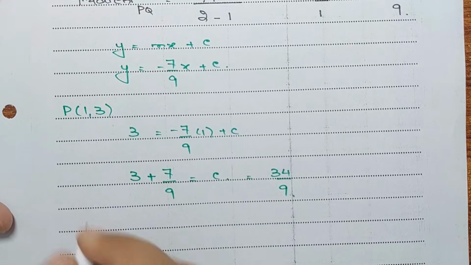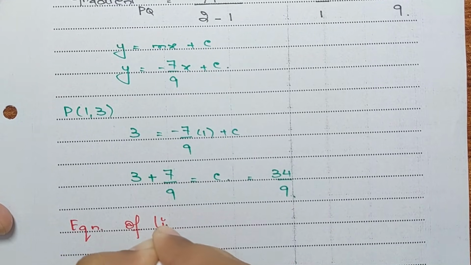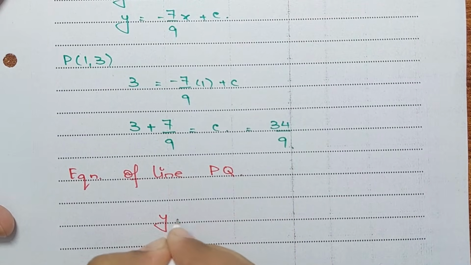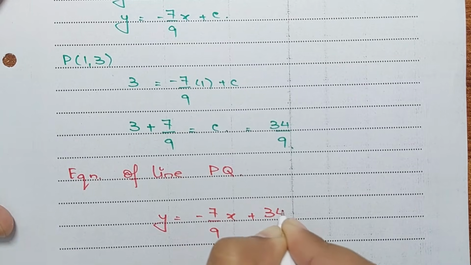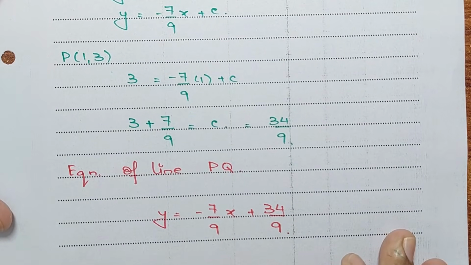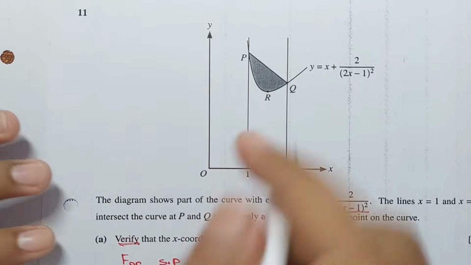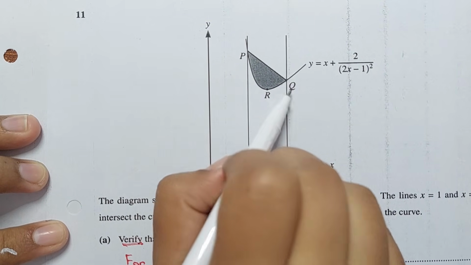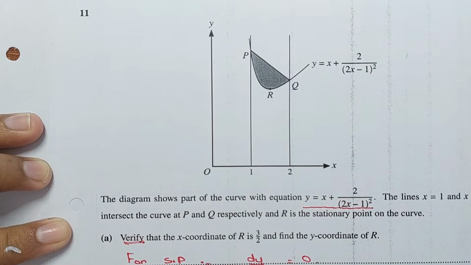Now finally we can say the equation of line PQ is y equals minus 7 over 9x plus 34 over 9. This is the equation of line PQ, right? Now to get the exact area between the line and this curve, we have to integrate the line from 1 to 2, subtract the integral of the curve from 1 to 2.